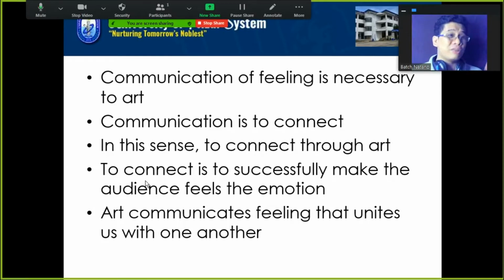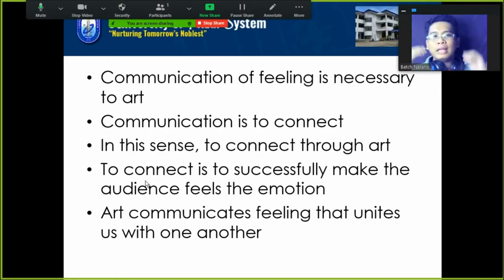Communication of feeling is necessary to art. Communication is to connect. In this sense, to connect through art is to successfully make the audience feel the emotion. Art communicates feeling that unites us with one another. Ito naman yung isa rin sa mga contradicting sa sinabi ni Tolstoy. Kung yun yung gusto niyang sabihin at yun yung gusto niyang i-express regardless ng anong interpretation nyo, pero sabi ni Tolstoy, still there should be a way to make art to connect with the people.